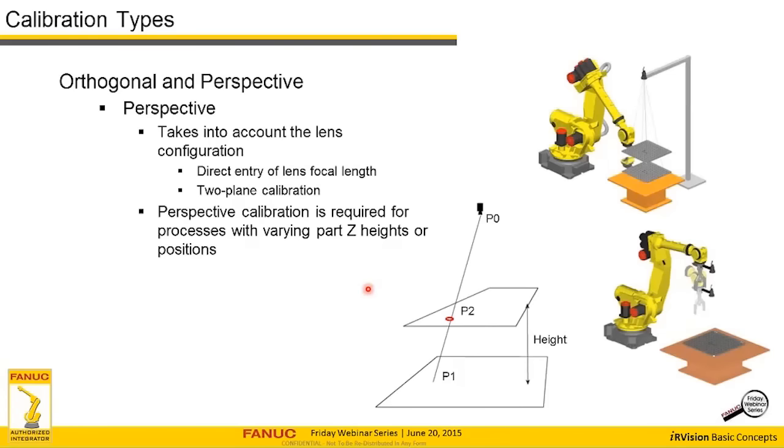Perspective calibration handles this for you automatically. If you calibrate to this height, the perspective calibration knows the image angle, knows the lens focal length, and later in a process, if you say my part is going to be this height above the original calibration plane, the process will correct for that and provide you with the correct offset. So that's perspective calibration. It can be done either with a multi-plane robot-held calibration grid with a fixed camera or a robot-mounted camera and a static calibration grid. And there's one other way to do that, and I'm going to show you that in a little bit.